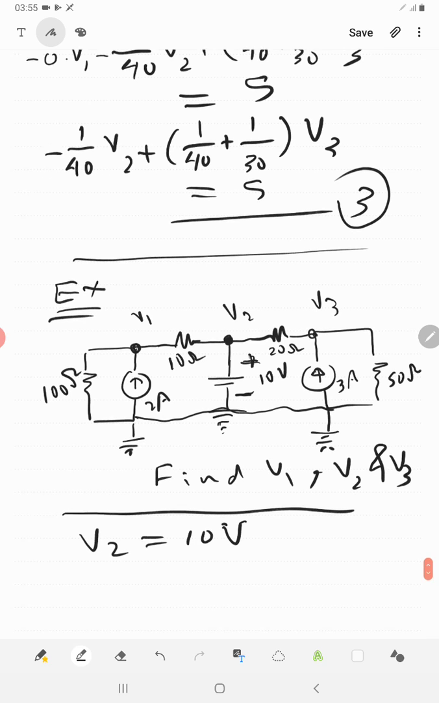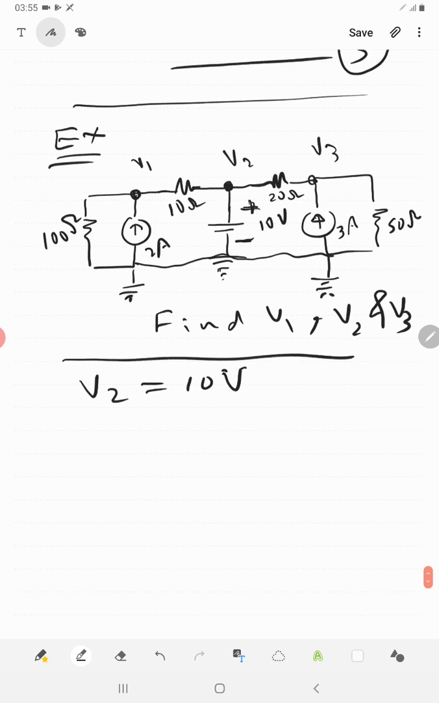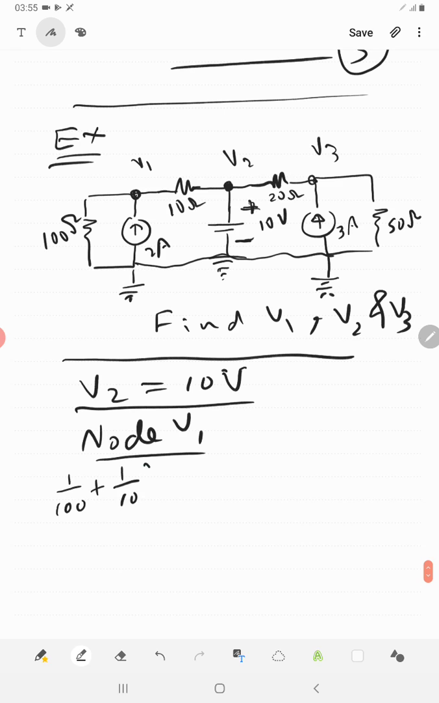So simply what we say is node 1, V1: 1 over 100 plus 1 over 10 times V1 minus, okay, 1 over 10 times V2 minus 0 times V3 equal 2 amps, right? So we can calculate it easily, okay?